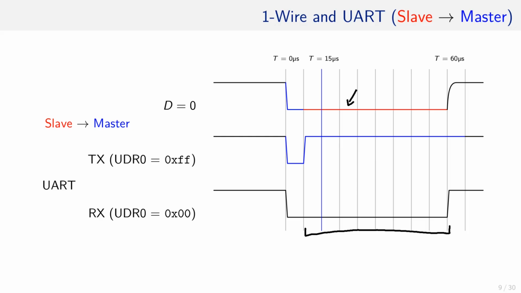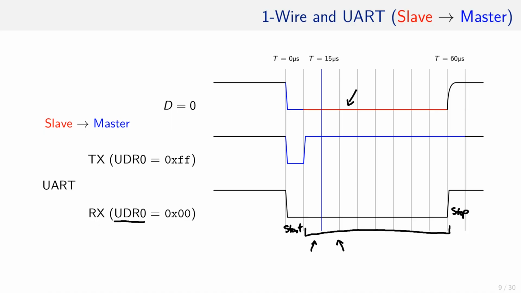Remember that this is the start and this is the stop bit, and they are not part of the data transfer and therefore not stored in the UDR0. That means if the first or second most significant bit, or probably both, in the RX buffer are 0, then the slave wrote a 0 to the bus, a 1 otherwise.